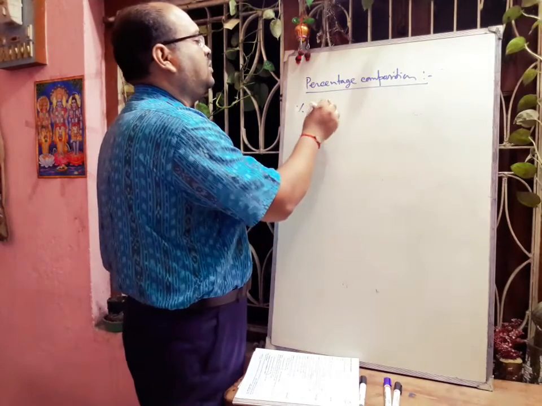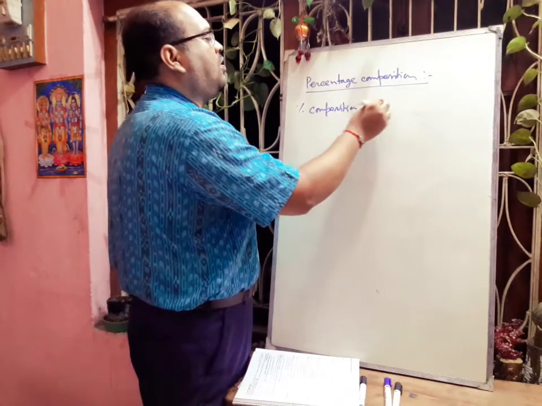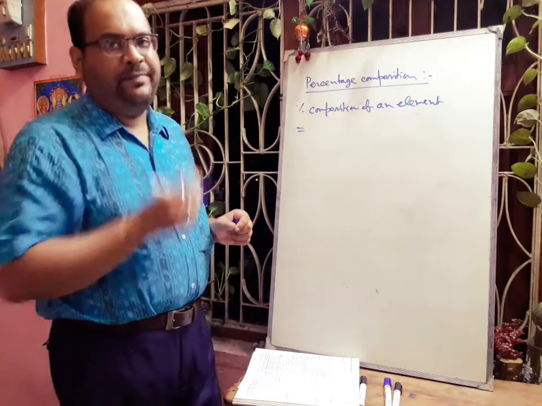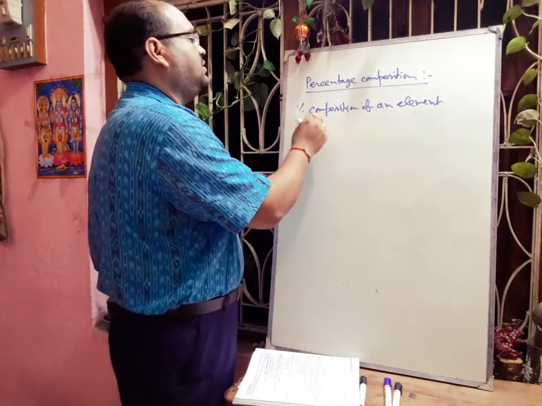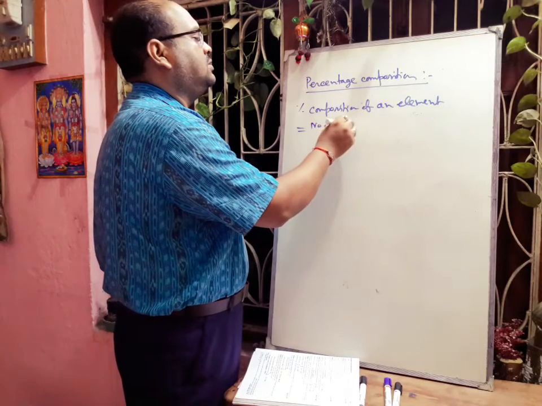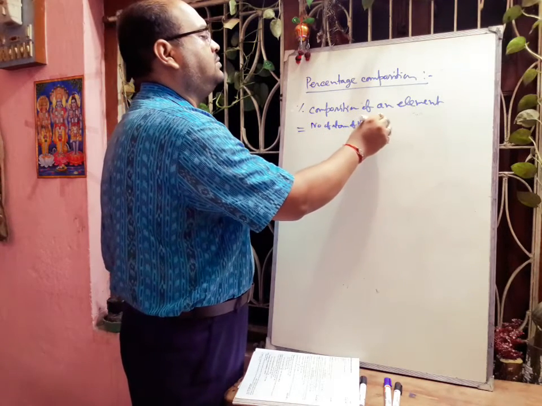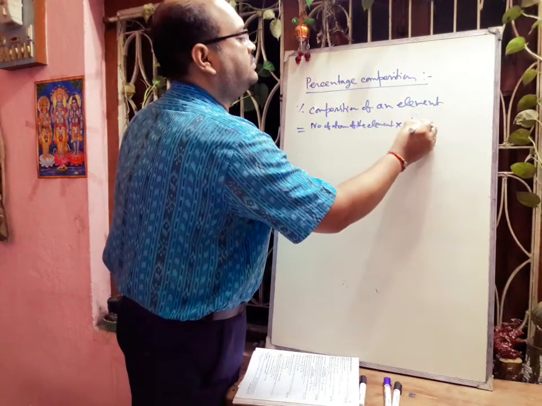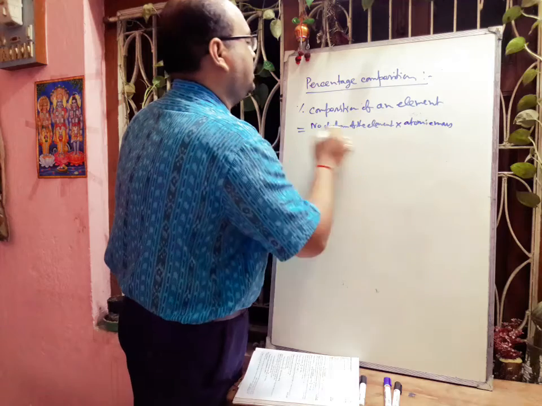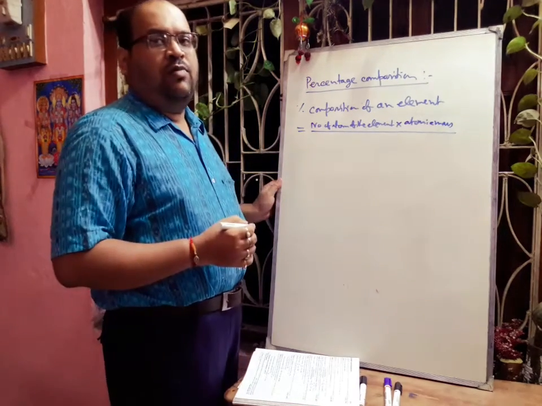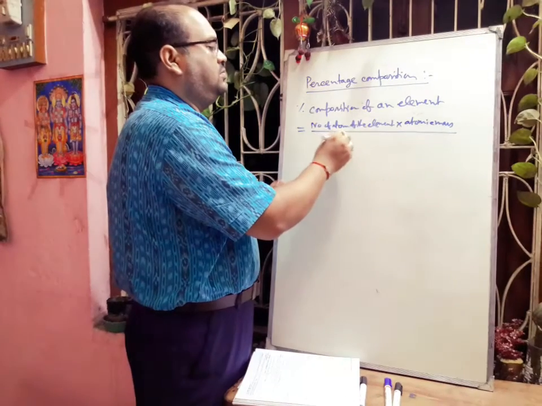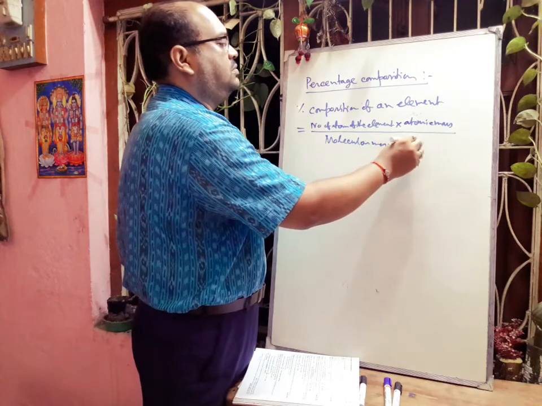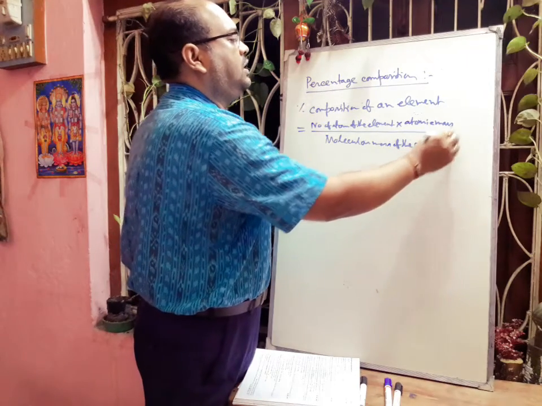percentage composition of an element is equal to the number of atoms of the element into the atomic mass of that element divided by the molecular mass of the compound into 100.